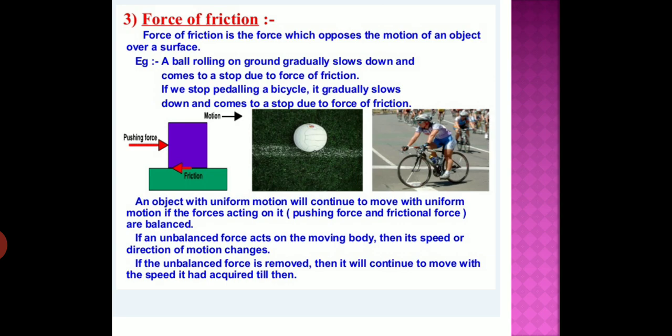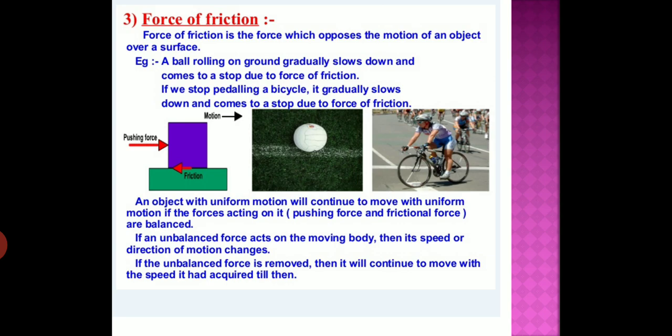And students, what happens when you ride a bicycle? When you stop pedaling, the bicycle begins to slow down. This is again because the friction force acts opposite to the direction of the motion. Why does this happen? Because the friction force acts opposite to the direction of motion, and it is present between the two surfaces in contact.